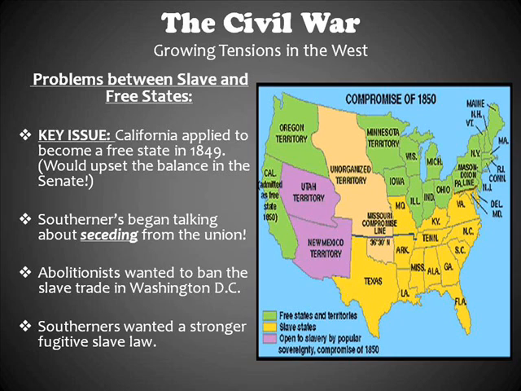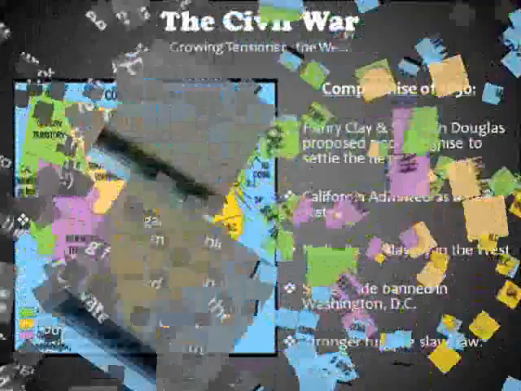The key issue here, though, is that California applies to become a free state in 1849. This would upset the balance of power between the slave and the free states. And Southerners begin to talk about seceding or breaking away. And this is the first time murmurings of secession and breaking away from the Union had occurred. And the government knew they had to take some drastic measures in order to keep these states together.